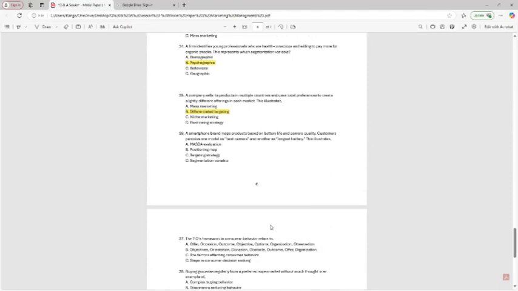Question number 36. A smartphone brand maps products based on battery life and camera quality. Customers perceive one model as best camera and another as longest battery. So a smartphone brand maps products based on battery life and camera quality.